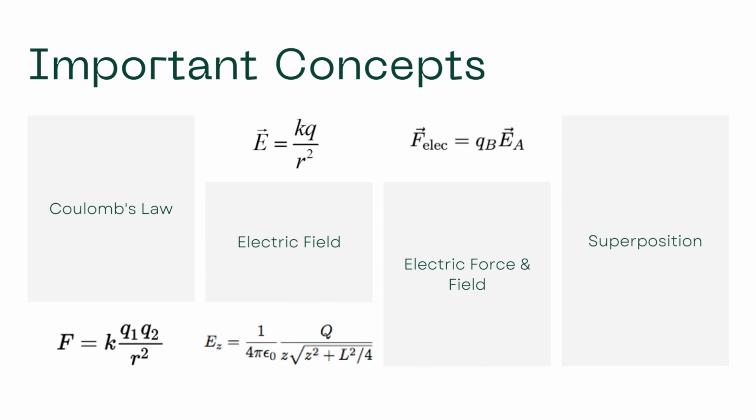Coulomb's law is given by the given formula. The electric field is equal to the product of the constant k and the two charge quantities divided by the squared magnitude of the distance vector.